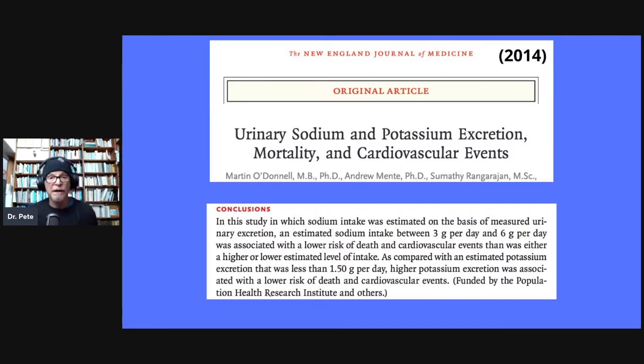So firstly, I want to draw your attention to this 2014 paper, of which there were many, many authors. I'm only showing a handful of them here. The main take home of this paper was that you can reduce all-cause mortality by sticking to between 3 to 6 grams of sodium per day.